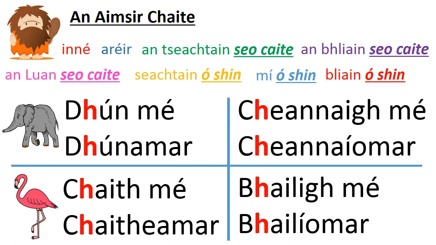Agus an rud deireanach, féachaigí ar an bhfoclóir. Let's look back at that vocabulary. Inné, yesterday. Aréir, last night. An tseachtain seo caite, last week. An bhliain seo caite, last year. An Luan seo caite, last Monday. Seachtain ó shin, a week ago. Mí ó shin, a month ago. Agus bliain ó shin, a year ago.